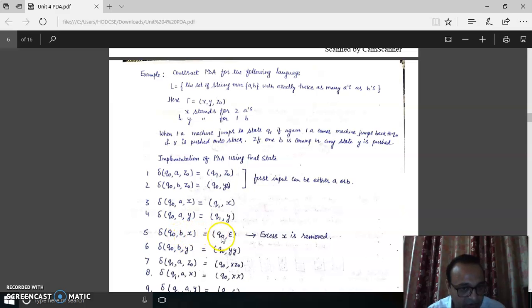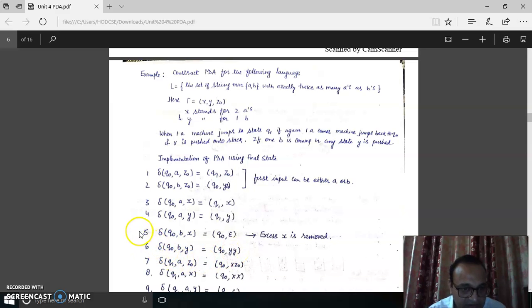So we are remaining on the same state and we are popping X. Now suppose Q0 is the initial state, B is the input symbol, and Y is the stack top symbol. So what we are doing, we have to push Y again. So we are remaining on the same state and pushing Y.